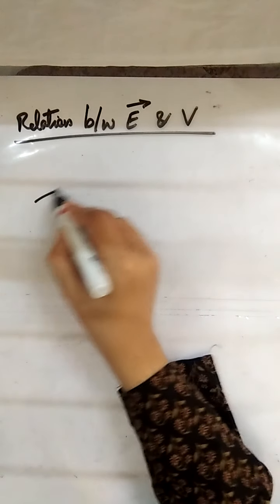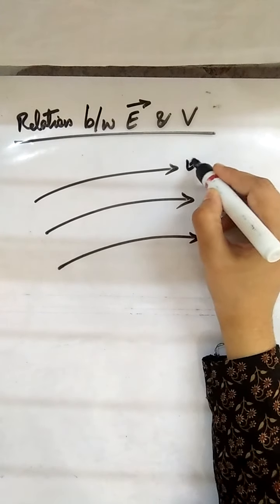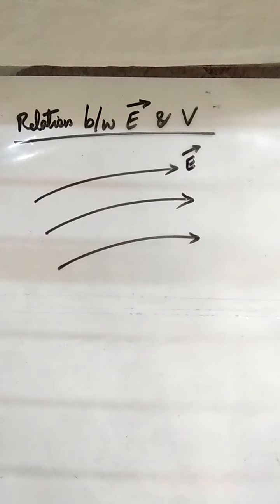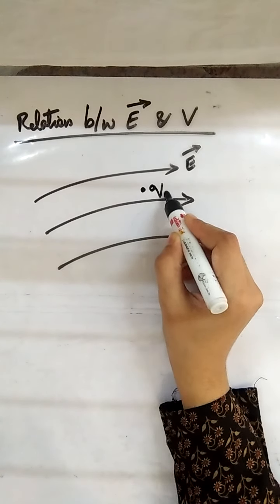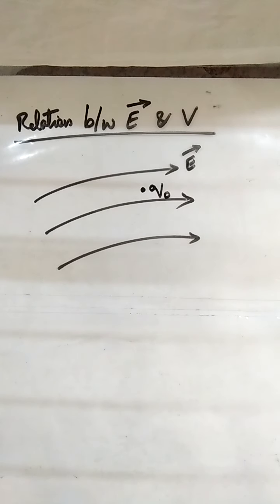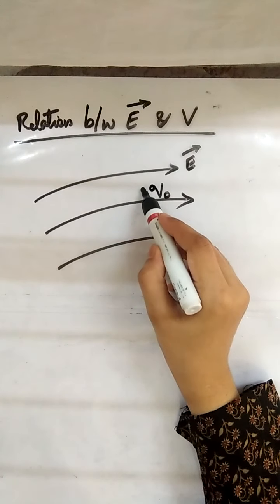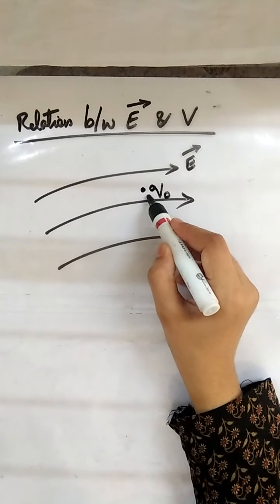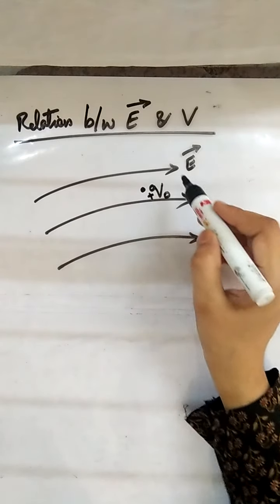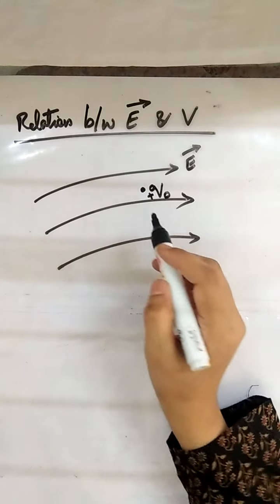Alright. Now what should I define first? Let's say that there is some electric field in that direction. Let's say this is E, the direction of E. Now if I place a charge Q naught, which is a unit positive test charge, what is the direction of force it experiences? It is in the direction of electric field. Since this is a positive charge, it experiences a force in the direction of electric field, right? So it experiences a force here.